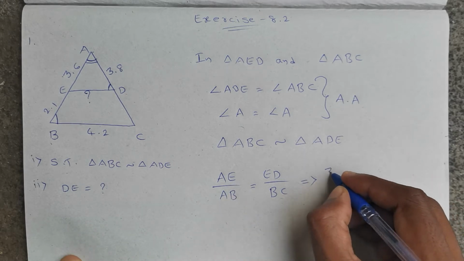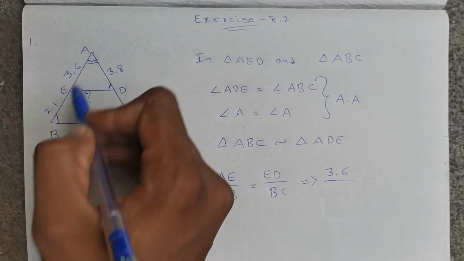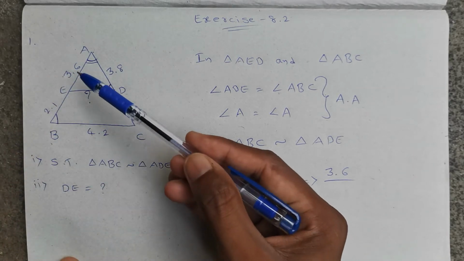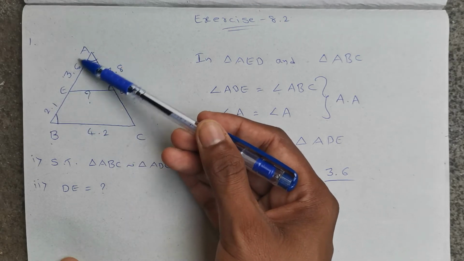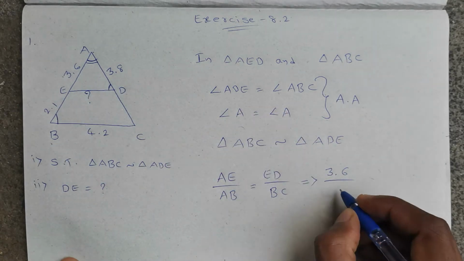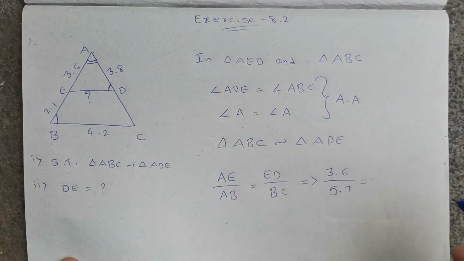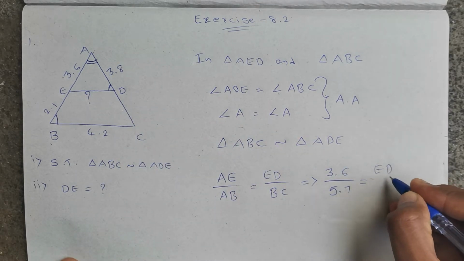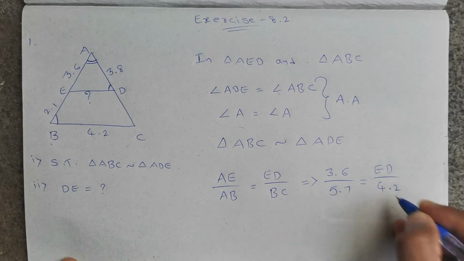AE value is given as 3.6 divided by, what about the AB value? He didn't give the total AB at once. He gave AE and EB. So if we add these two measurements, we will get the total side. 3.6 plus 2.1, it is 5.7, is equal to ED, which we don't know and need to find out, divided by BC. BC is given as 4.2.